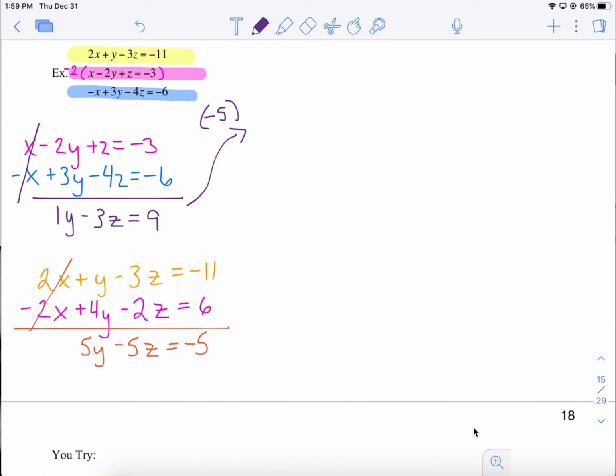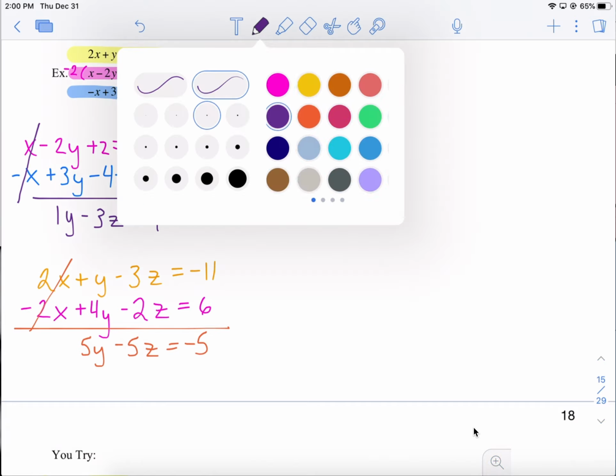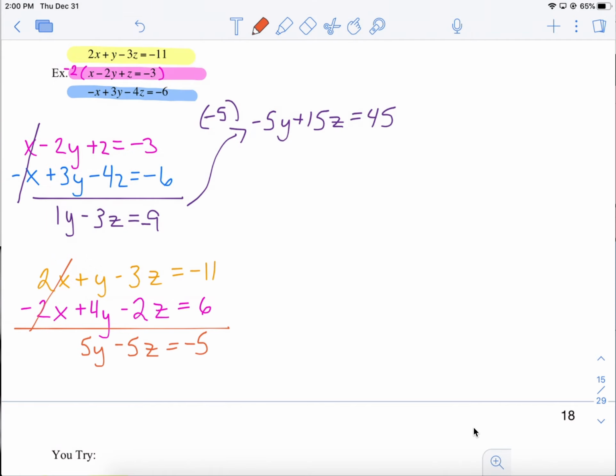All right. So when I multiply it up here, now I have negative 5y plus 15z's, because I did negative 5 times negative 3, equals 45 because I did a negative 9. That's my bad. That should be a negative 9, because I did negative 9 times a negative 5. Okay? All right, moving back to the orange, we're going to bring this equation all the way up here, and we're going to copy him as is. Nothing changed on this one.